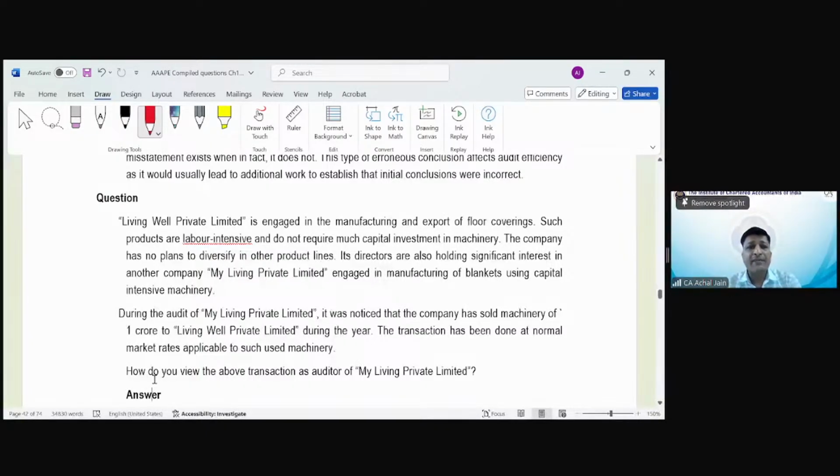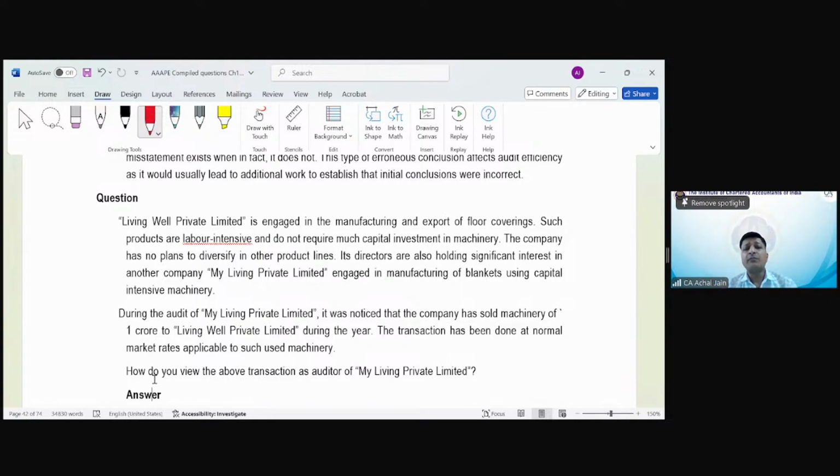Living Well Private Limited is engaged in the manufacturing and export of floor coverings. Such products are labor intensive, do not require much capital investment in machinery. The company has no plans to diversify into other product lines. Its directors are also holding significant interest in another company, My Living Private Limited, engaged in manufacturing of blankets using capital intensive machinery. I'm just hoping you have understood the scenario.